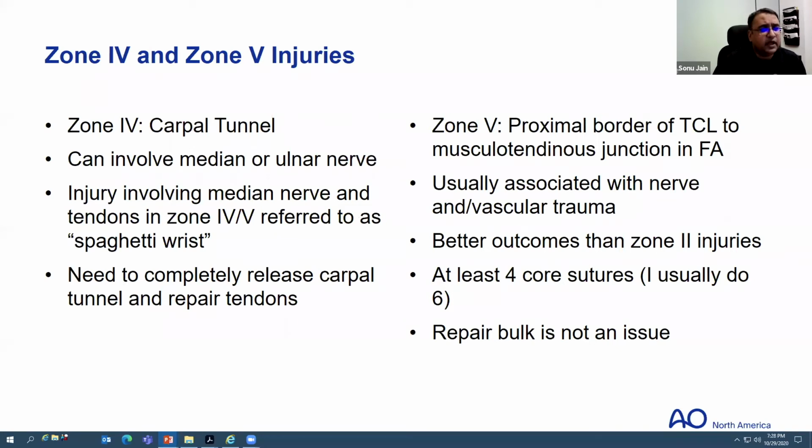muscles in the forearm. And a lot of times it's associated with vascular and or nerve injuries. And these do have better outcomes than zone 2s. And you can be pretty bulky with your repairs because you have plenty of space to do it. And they recommend 4. I almost always do 6 core strands for these because I can, and it gives me more confidence in getting them moving.